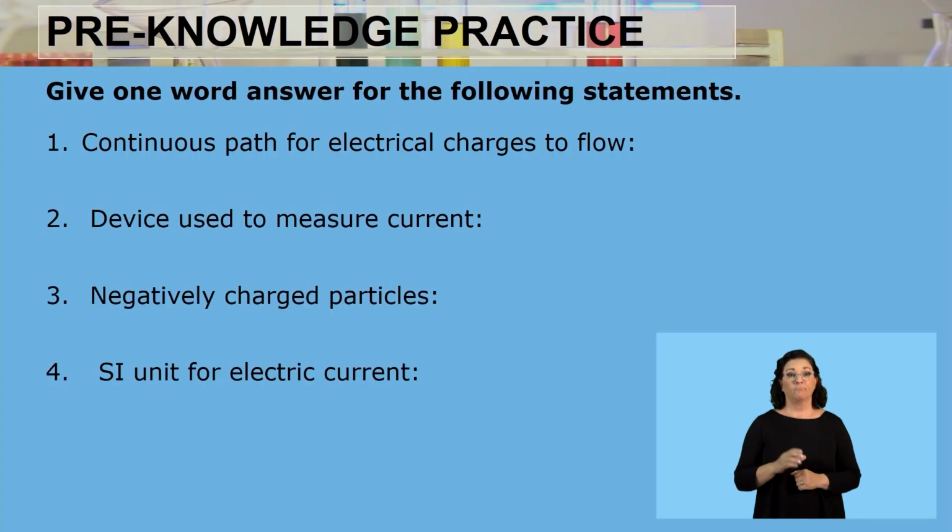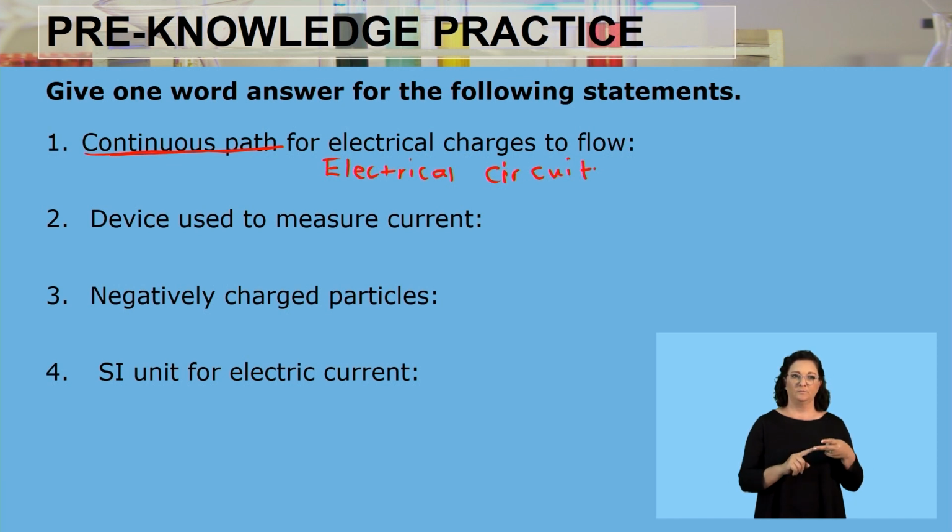So we are now asked to give a one word answer for each of the following statements. Number one, what is a continuous path for electrical charges to flow? So we do know that these electrical charges flow in an electric circuit. So therefore, that continuous path, the electric circuit, provides a path for the electrical charges to flow. So this is going to be our electrical circuit.